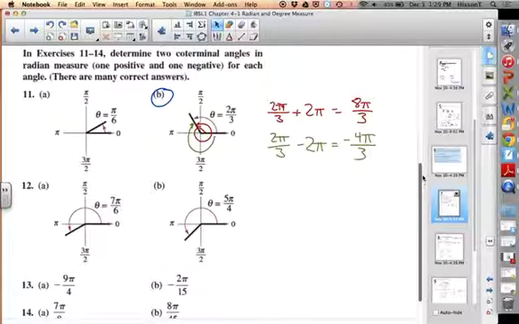Alright, you're on the right track with that. If you're given stuff in radians, in general we don't change to degrees unless we're told to. And they said find the two coterminal angles in radian measure. Now, what you could have done is said, oh, now I know it's negative 330, so then convert that back to radians by multiplying by pi over 180. That would have worked, and that would have given you negative 11 pi over 6.